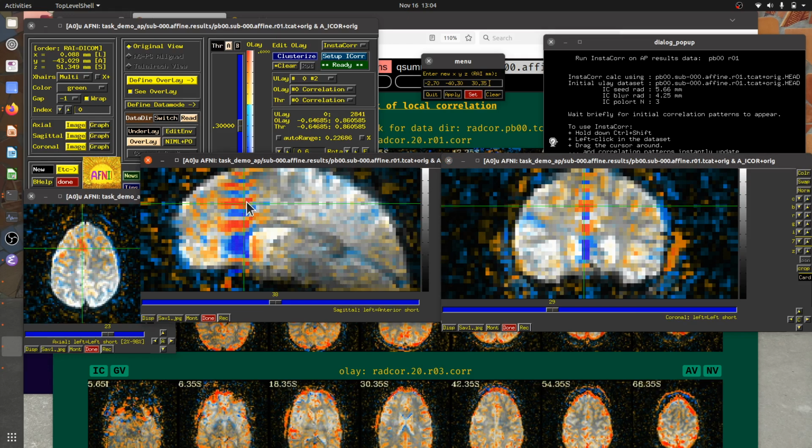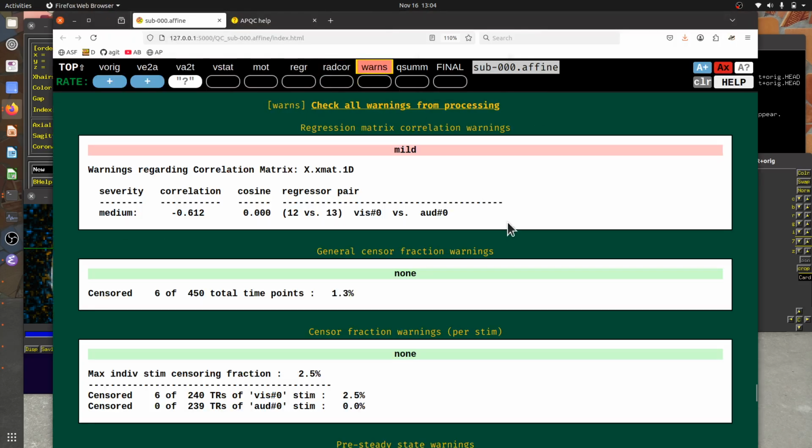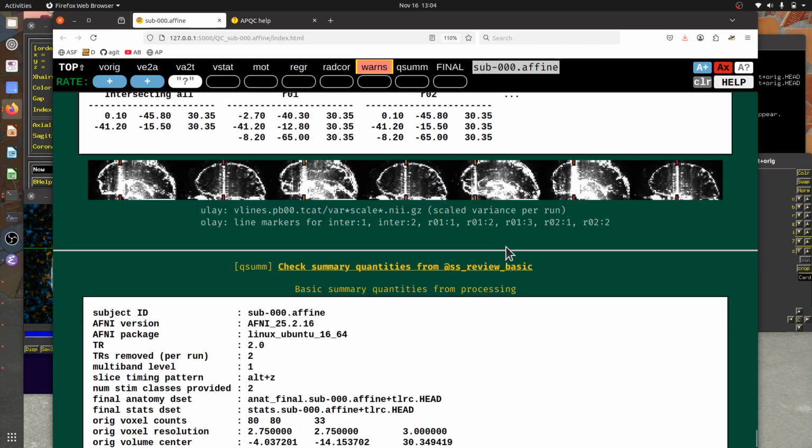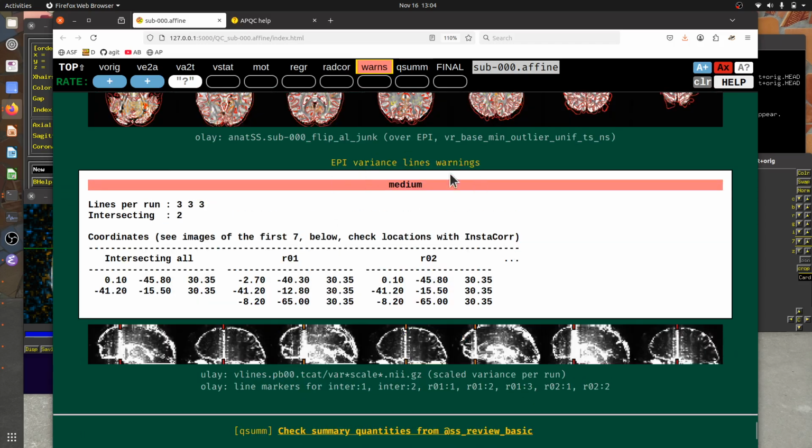Again, how did we get to this location? How did I know to click here? I knew about it by looking in the warns section, where the EPI variance line warning told me it found a location here in run 1. So it's actually mostly the X and Y, because it's a whole column. So this is just the kind of middle of it.